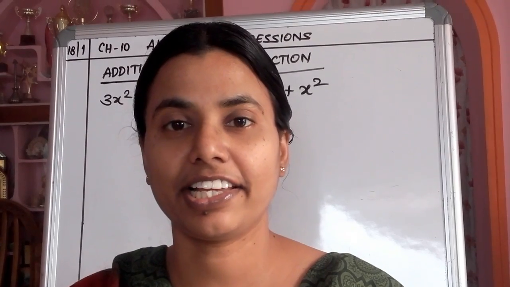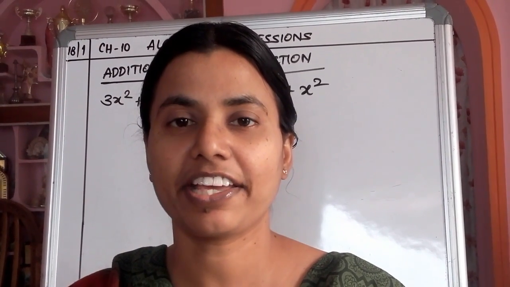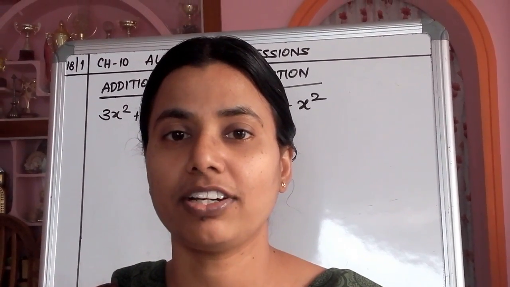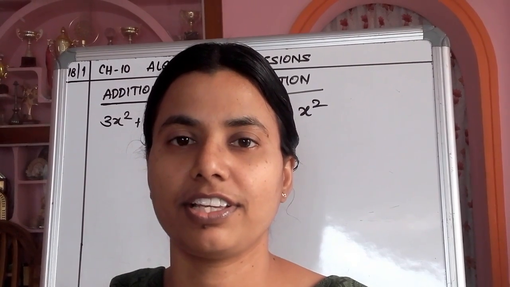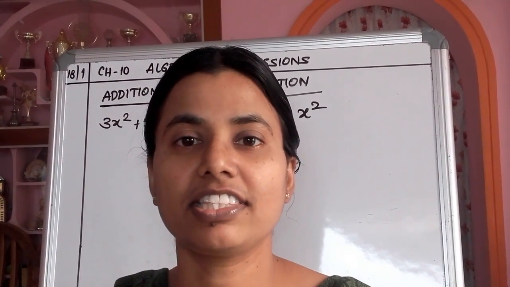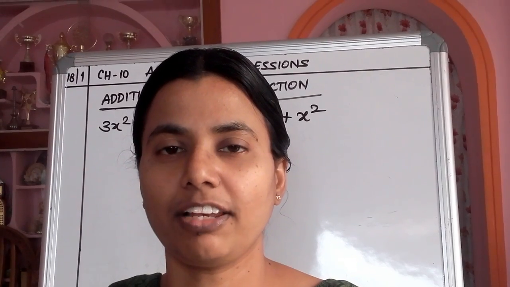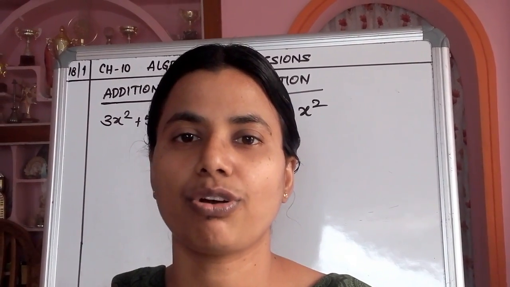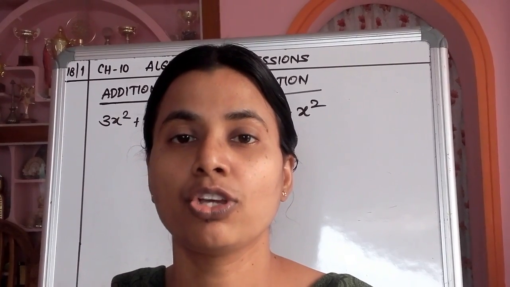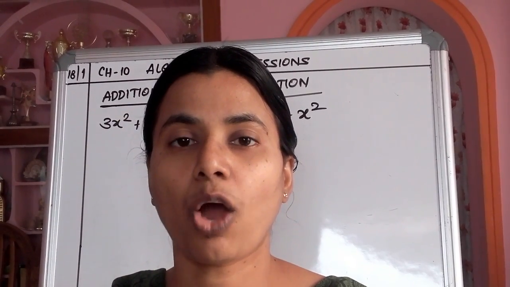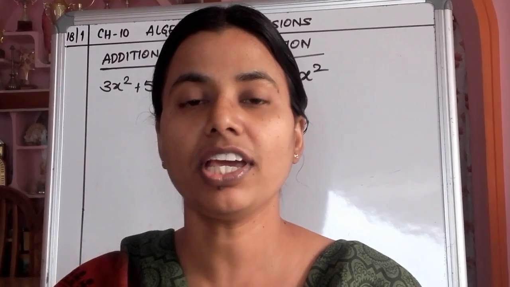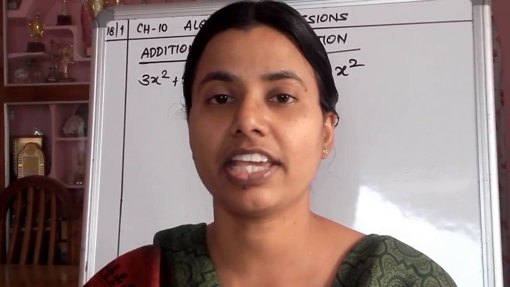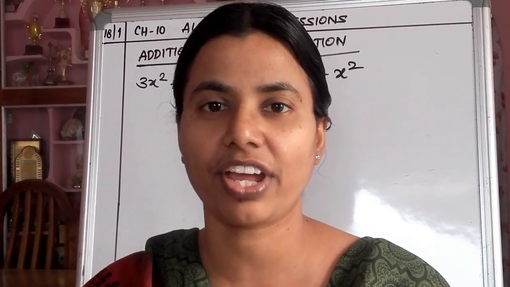Today, let us learn how to add and subtract expressions. There are two methods for doing this. The first method is the CV method, that is column or vertical method, and the second method is the HR method, which is horizontal or row method. To understand how to add and subtract, we are going to do it with an example. Let us take two expressions and try to understand the methods.